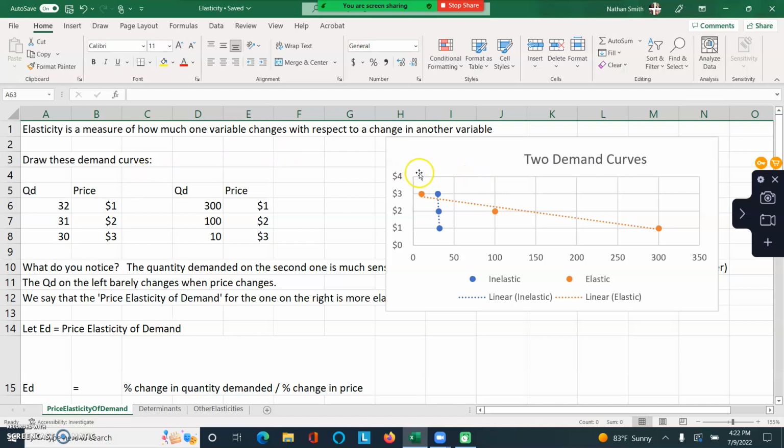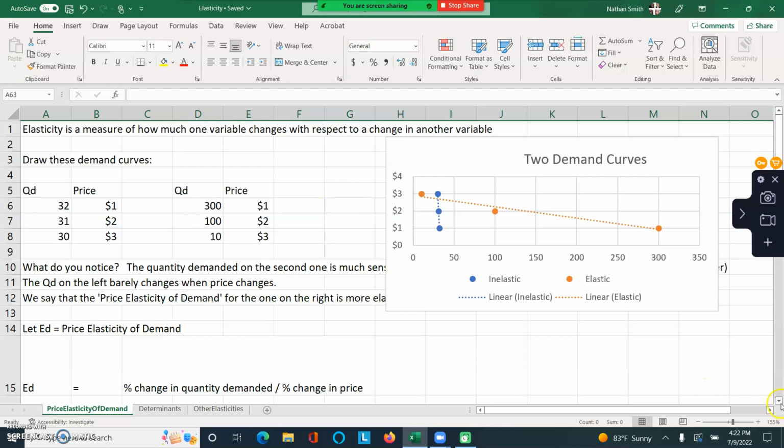On the right are the demand curves that correspond with the numbers on the left. So these blue dots here are actually the demand curve for the one on the left. Remember, we put price on the vertical and quantity on the horizontal axis. So these blue dots are the inelastic demand curve on the left, and the orange dots, as you can see, if I hover over the point, it will show you $102, $301. So the one on the right is the flatter, more elastic demand curve.